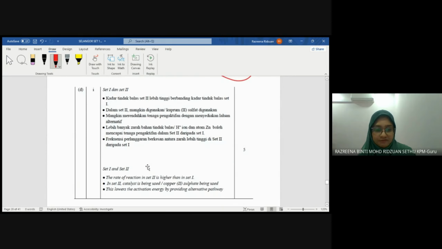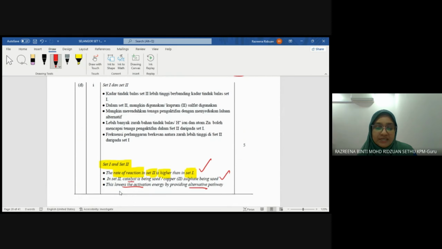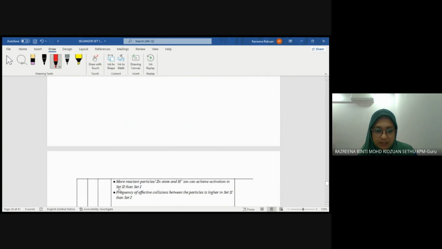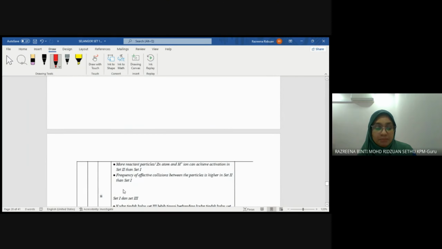Let's look first at set 1 and set 2. You can see set 2 has a higher rate of reaction than set 1. This is your 1 mark. Next, for set 2, you mention that a catalyst is being used. Then what is the function? It lowers the activation energy by providing an alternative pathway. That's your number 3.